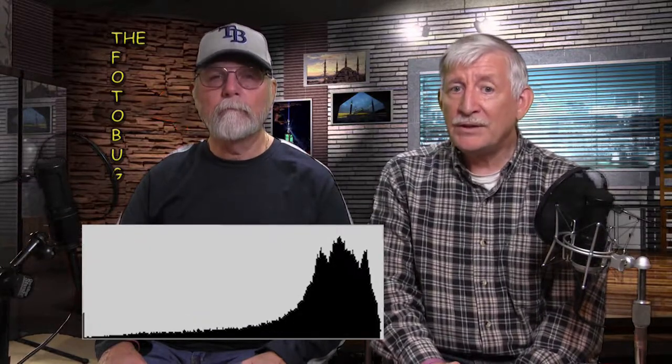If you're photographing a scene with a lot of dark values, the histogram will look something like this. If there's a lot of light values, then it's going to look more like this one. But notice, in both of these cases, the lightest values go up to but don't go beyond the right side of the graph, and that's extremely important.